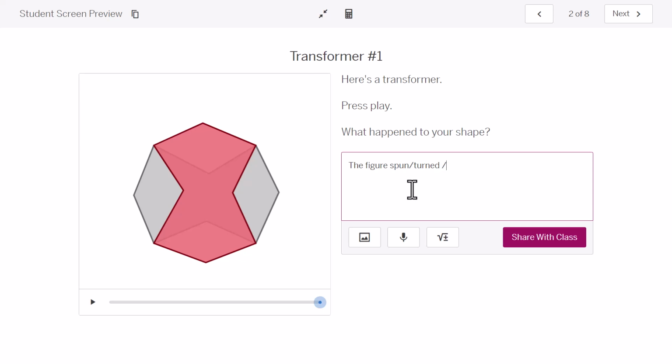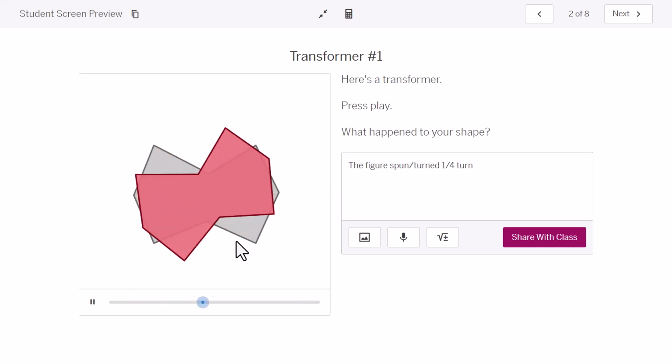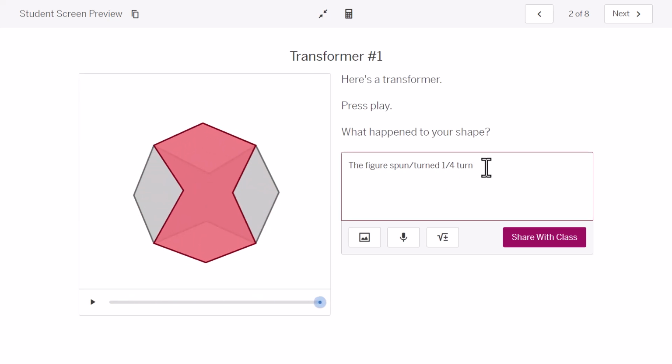They might say 1/4 turn, or they might say 90 degrees. So it spun a quarter turn. Let's play one more time to show you. And some even went on to say what direction it turned, clockwise or counterclockwise. Okay, as it moved from that original to the new one, it looks like it moves counterclockwise. So there were different levels of description. Some people stopped at the figure spun or the figure turned. Some went on to be more detailed.